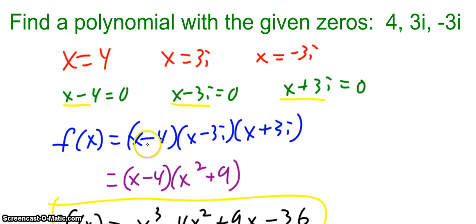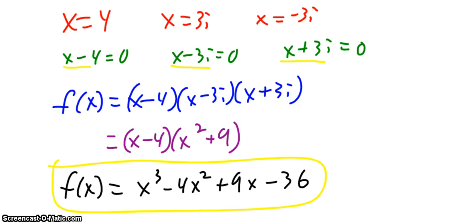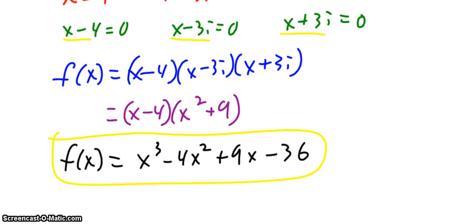So I say f of x equals the quantity x minus 4 times the quantity x minus 3i times the quantity x plus 3i. I did not say you had to multiply this out, but it's good practice to multiply it out most of the time. And sometimes I'll tell you specifically to do that or not do that. But so I multiplied this out to make it into a nice polynomial function.